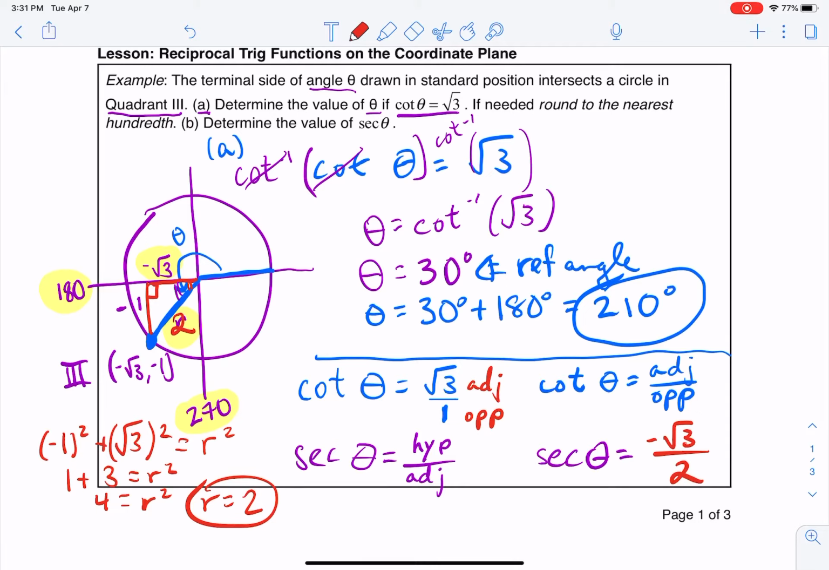So really the important thing here is you've got to think, what quadrant are you in? Because the quadrant you're in is going to determine whether those values are negative or positive. I think it's always important too to draw your triangle for yourself.